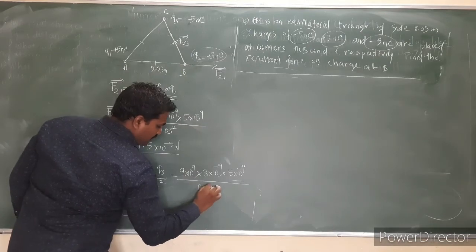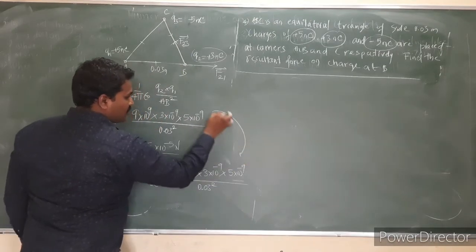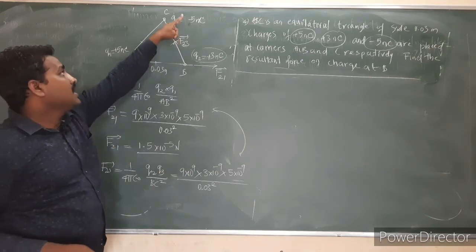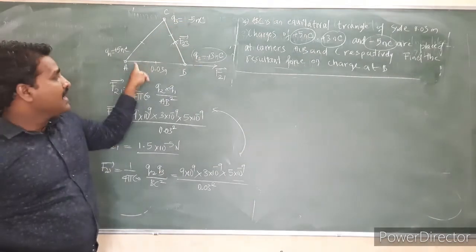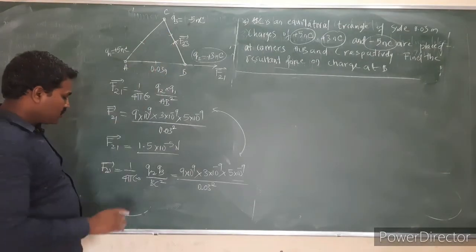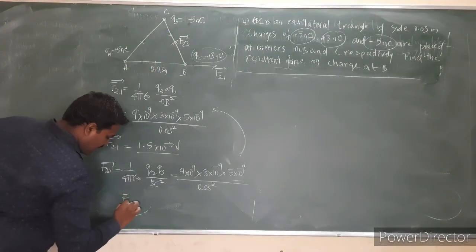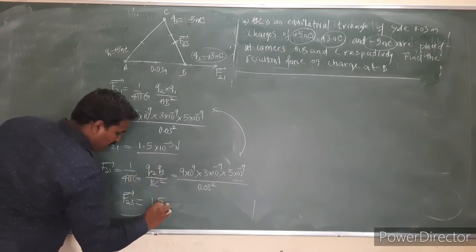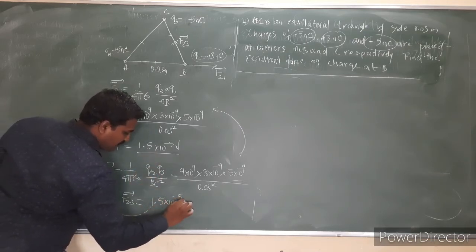That is 0.03 square. Observe these two equations. Both the charges are same. Here I have 5 nanocoulomb, 3 nanocoulomb, and the distance is also same here. So the magnitude of these forces will also be same. So I write F23 is also equal to how much? 1.5 into 10 to the power minus 5 Newton.